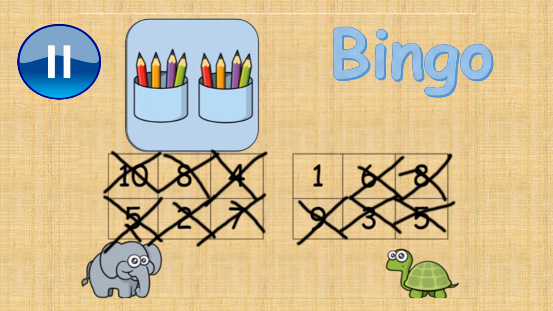That's correct. Elephant is the winner because he has managed to cross off all of his numbers on his bingo card. Well done, and thank you so much for helping me.